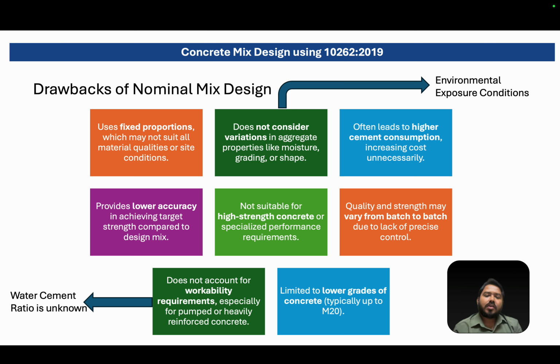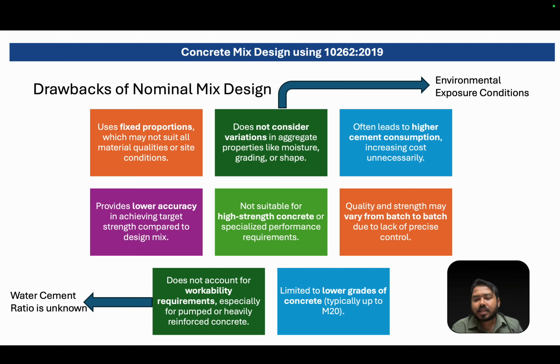Other than that, you will also encounter some low accuracy. Why? Because the water cement ratio, that is how much quantity of water is required, is an approximate method. That means from a visual observation you are going to add it. So that is why you are likely to get a lesser strength. You may also have lesser accuracy. Whatever target you are aiming for, you may not achieve it.